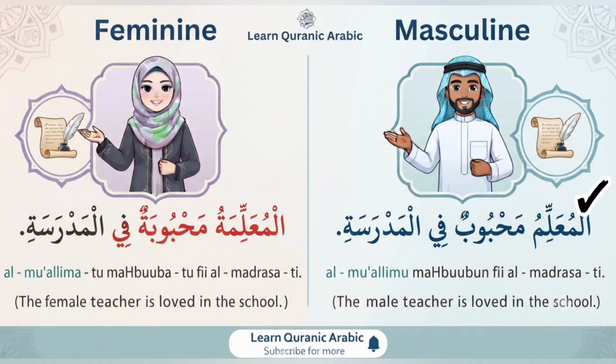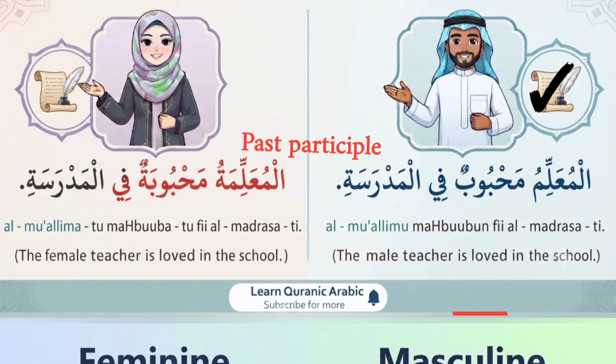المعلم محبوب في المدرسة. The male teacher is liked in the school. المعلمة محبوبة في المدرسة. The female teacher is liked in the school. Dear learners, المعلم is the subject of the sentence and therefore taking definite article, al. محبوب is the predicate of the sentence and therefore taking a tanween symbol. It is made on the pattern of مفعول. It also works as a past participle in the sentence.